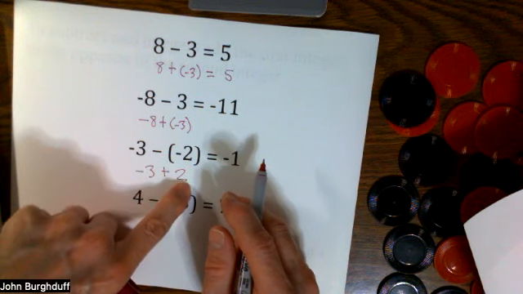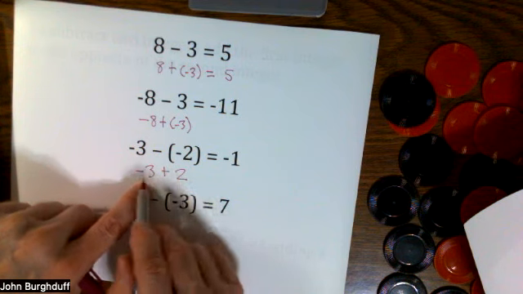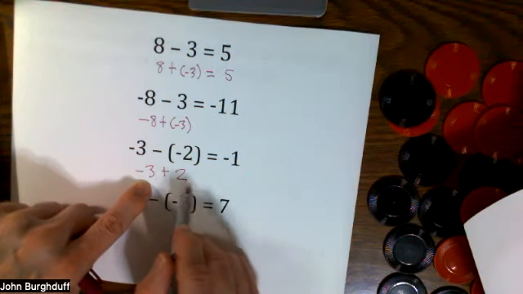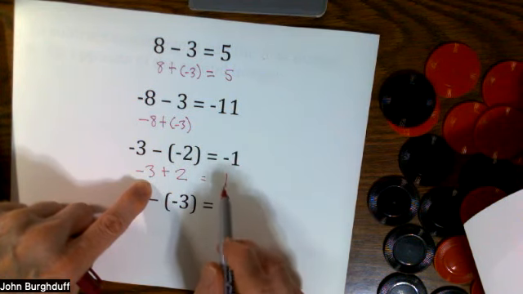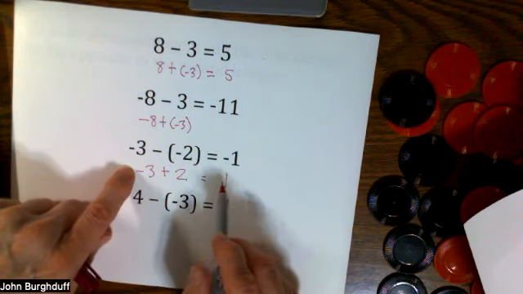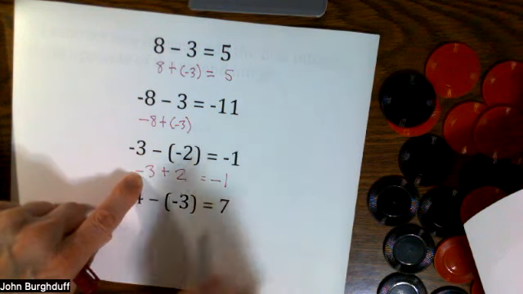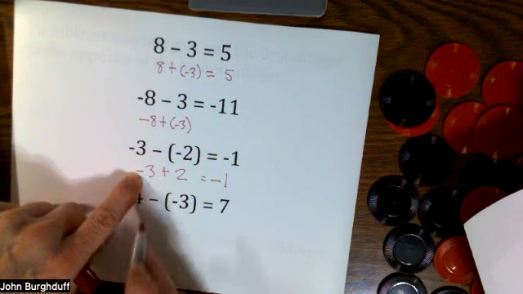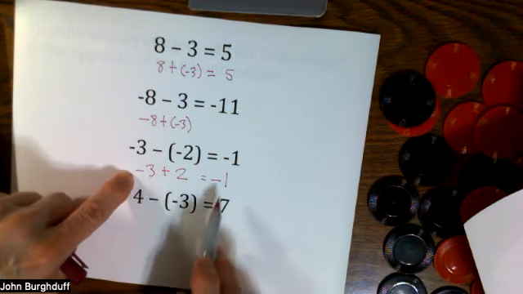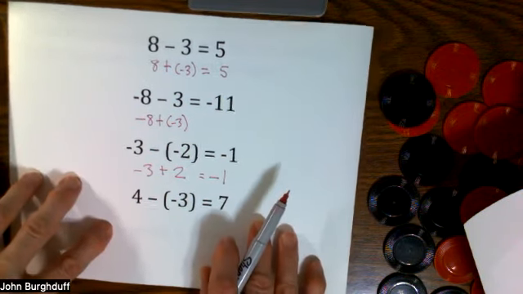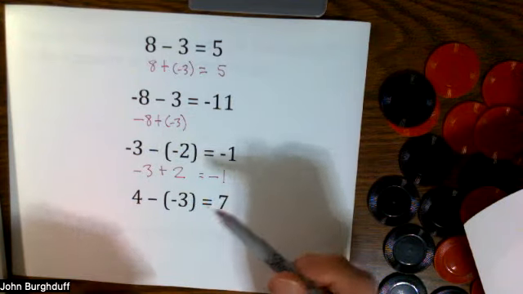What's -3 plus 2? Well, adding two numbers with opposite signs, you subtract the absolute values of the numbers. So 3 minus 2 would give you a 1. And you give the answer the sign of the number that's larger in absolute value. That's a -1. -3 minus -2 and -3 plus 2, both of those give you -1. So once again, it looks like subtraction can be reinterpreted as addition.